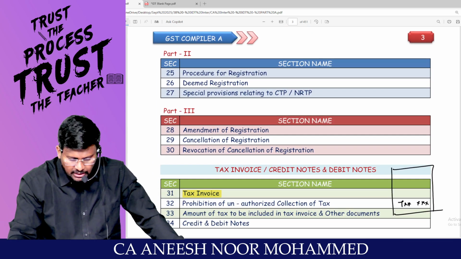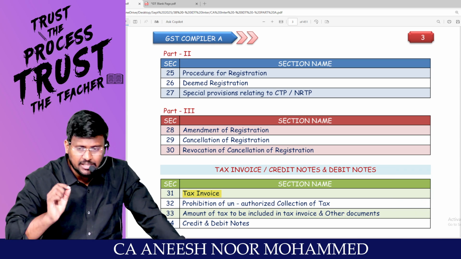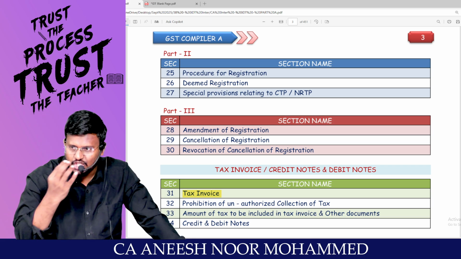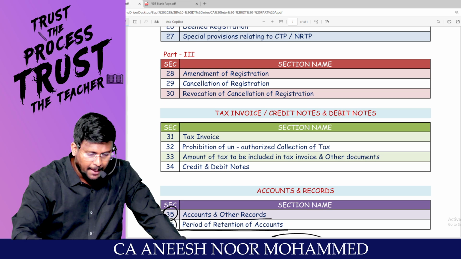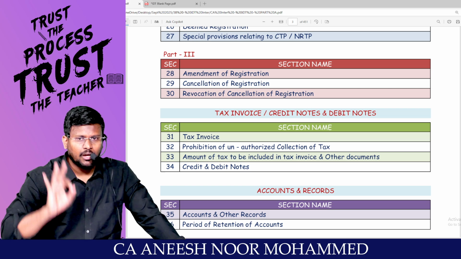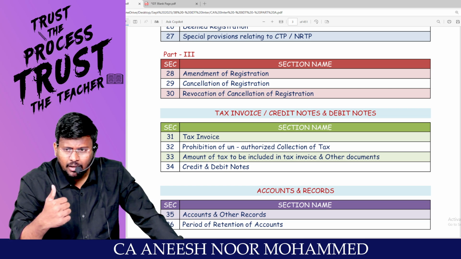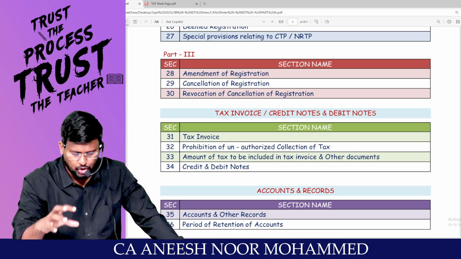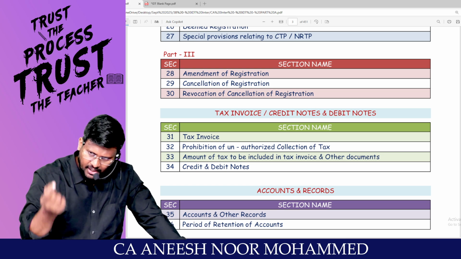24. Compulsory registration. 25. Procedure for registration. 26. Deemed registration. 27. Special procedure for casual taxable person and non-resident taxable person. 28. Amendment of registration. 29. Cancellation of registration. 30. Revocation of cancellation of registration. Right, sir? 31. Tax invoice. 32. Prohibition of unauthorized collection of tax. 33. Amount to be included in the tax invoice.